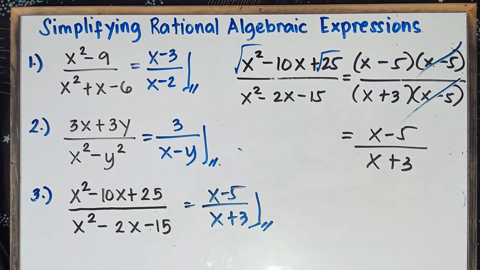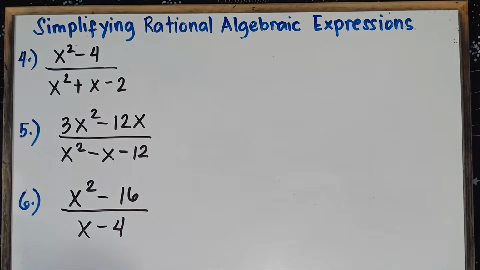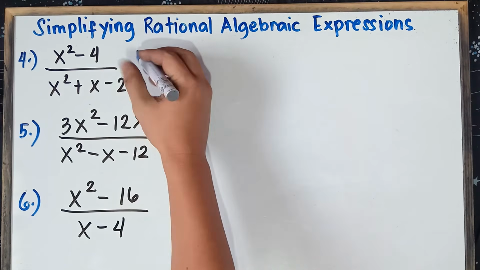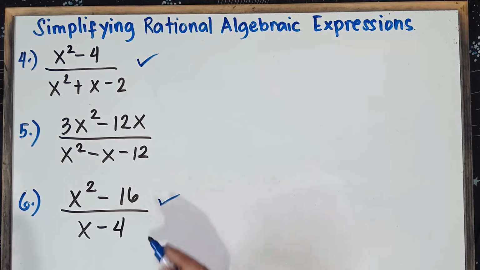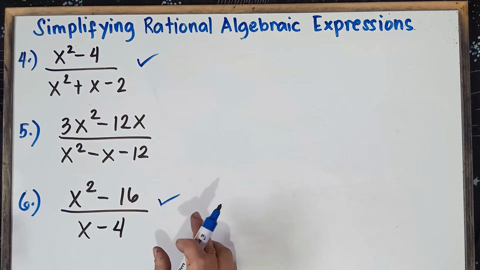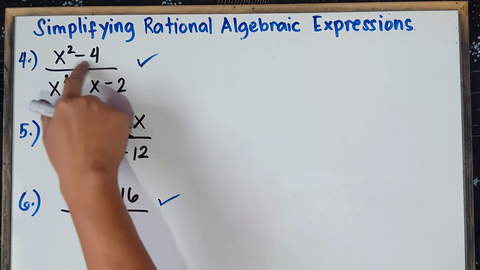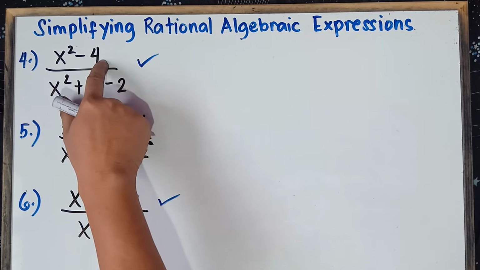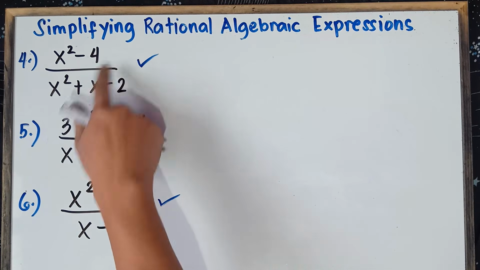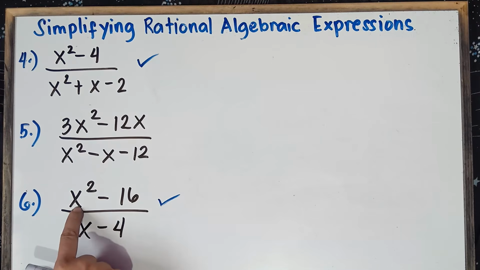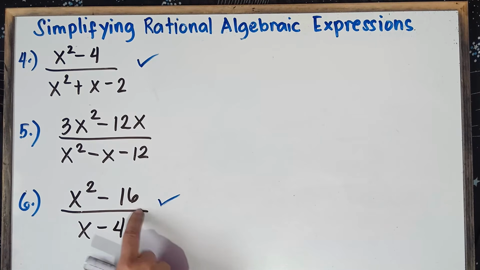Alright, so let's proceed now to example number 4. Now, how about you try this one, class? Example number 4 and then example number 6. Let me check, class, if you really understand our topic. I will give you a clue. For example number 4, we have first term a perfect square, and then second term a perfect square. So we can apply the difference of two squares. Same with number 6, first term is a perfect square, and then second term is a perfect square. We can apply the difference of two squares.